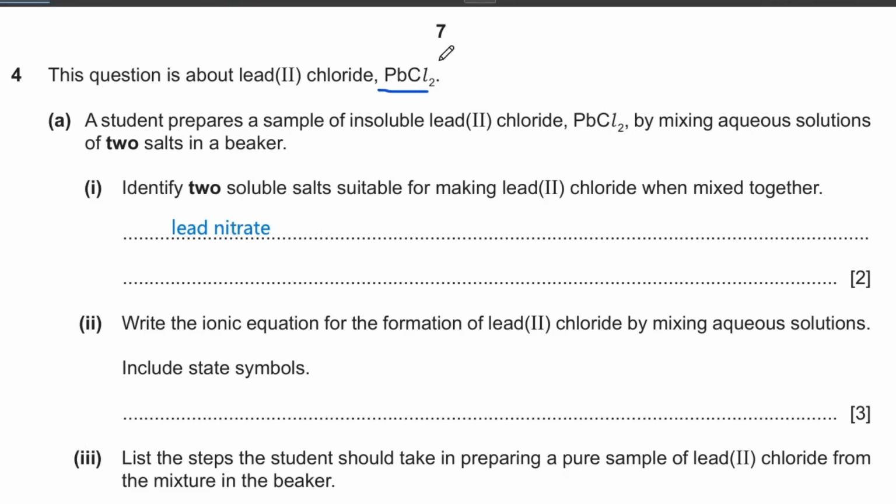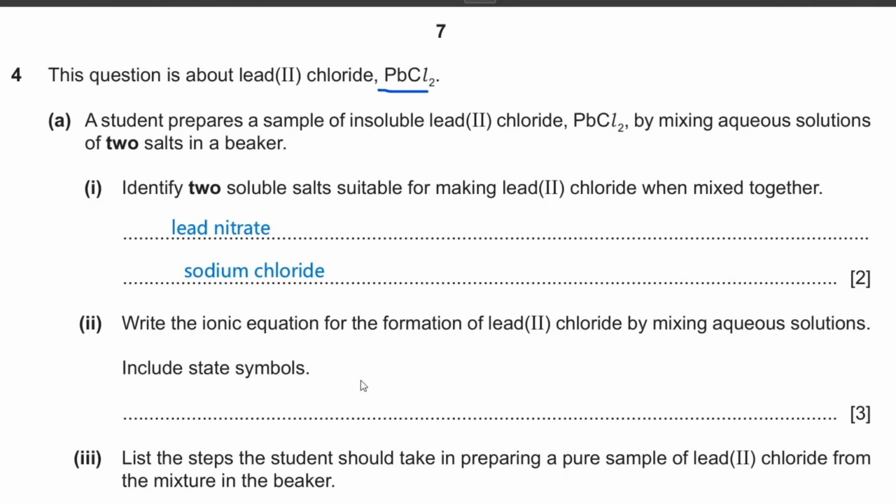Then the second salt, that is a salt of chloride, would be sodium chloride, potassium chloride, or any other soluble chloride. So for this one, let's go with sodium chloride. So sodium chloride is soluble in water. So therefore, the 2 salts suitable for making lead(II) chloride when mixed together would be lead nitrate and sodium chloride. Next, write the ionic equation for the formation of lead(II) chloride by mixing aqueous solutions.